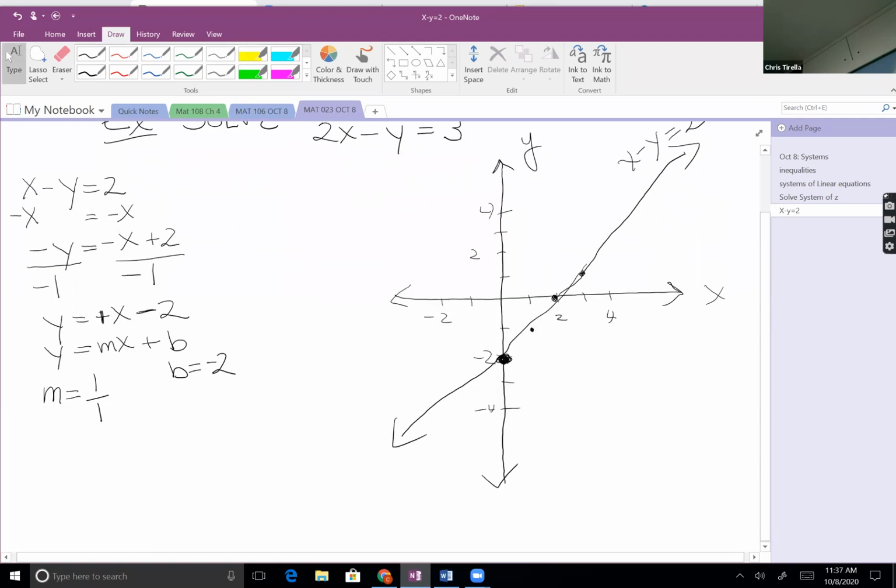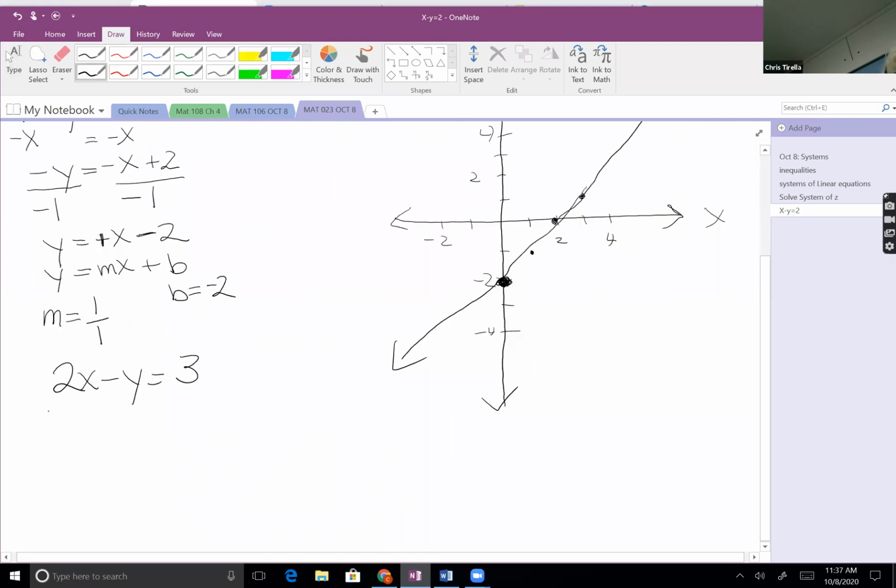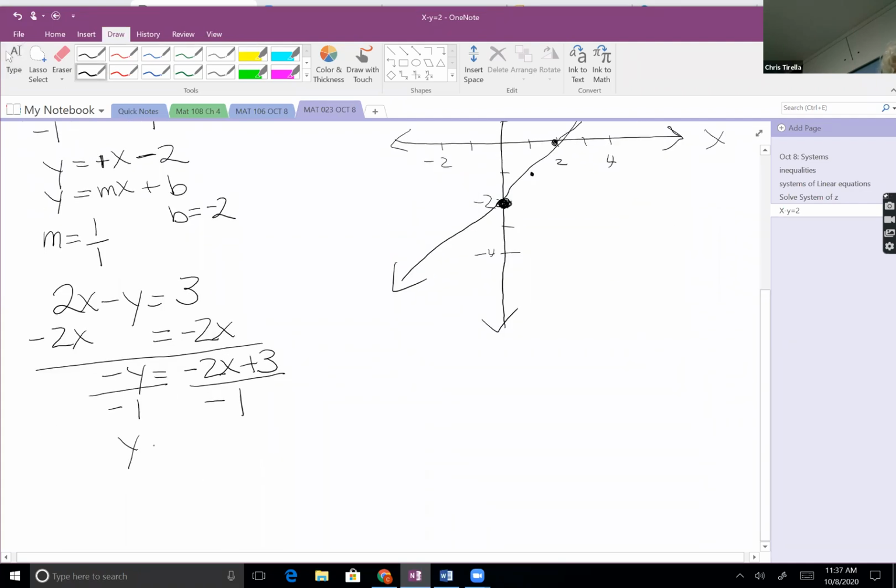And so my next line is 2x minus y equals 3. So again, I'm going to try to get that y alone. I'll subtract 2x from both sides, giving me negative y equals negative 2x plus 3. And again, I don't want negative y. I want positive y. So I'll divide both sides by negative 1 and get y equals 2x, I'm sorry, that's not plus. Positive divided by negative is minus 3.